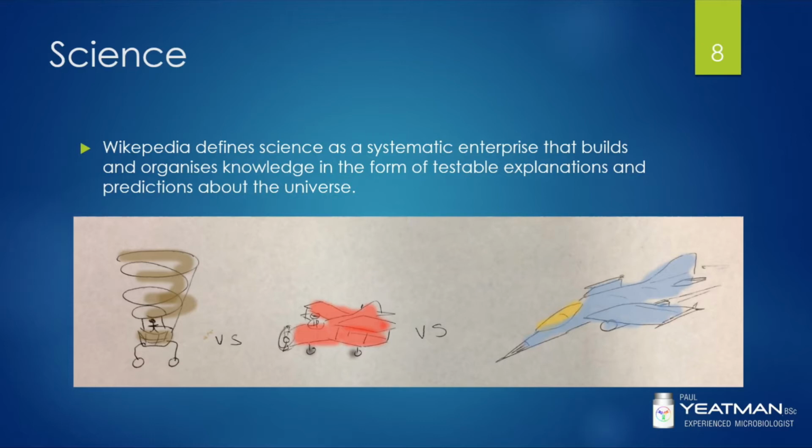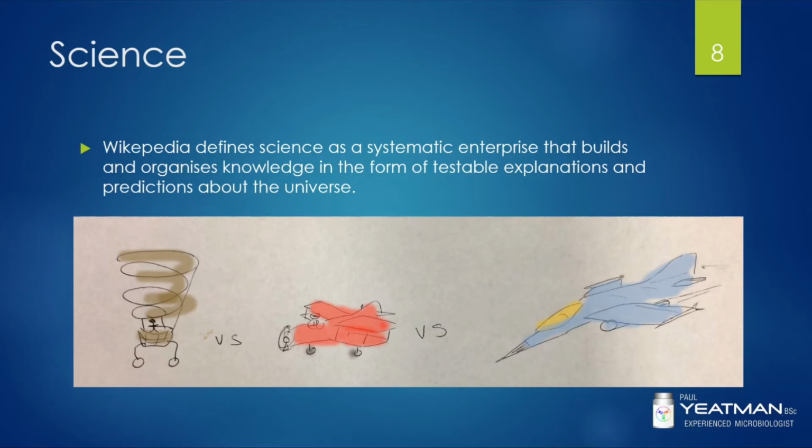Wikipedia defines science as a systematic enterprise that builds and organises knowledge in the form of testable explanations and predictions about the universe. Much of modern life arises from a history of scientific endeavour. Without science, we might still be trying to develop planes with flappy wings. So here we've got one of the first concepts of planes, which moved into, say, biplanes driven by propellers, and due to the advance of science, we wound up with things like jets. All through trial and error.